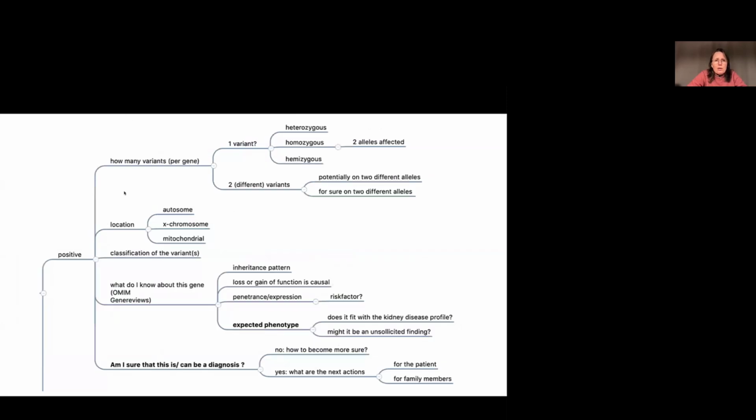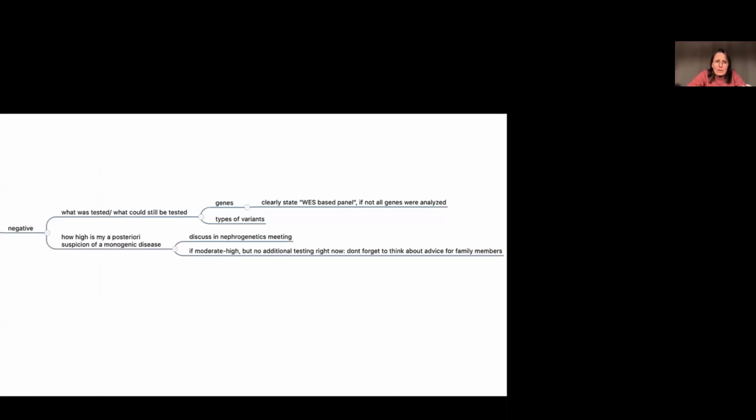So in a positive test, you need to know how many variants there were per gene. If there was one, whether it's heterozygous, homozygous, or hemizygous. If there are 2, are they maybe on 2 different alleles, or for sure on 2 different alleles? You have to know the location, what kind of place in the DNA it is. You need to know the classification, but also what do we know about the gene? What do we know about the inheritance pattern? Is loss or gain of function causal? Is it a risk factor, or is everybody diseased? And what do we know about the expected phenotype? So basically, you have to ask yourself the question, or make sure somebody else answers it: am I sure that this is or can be a diagnosis? And if not, what to do about it?